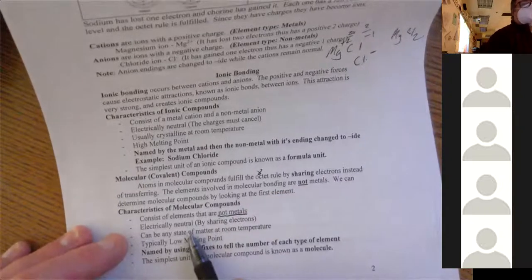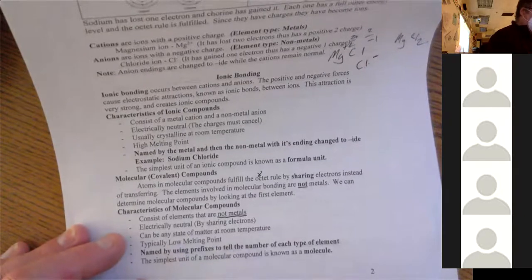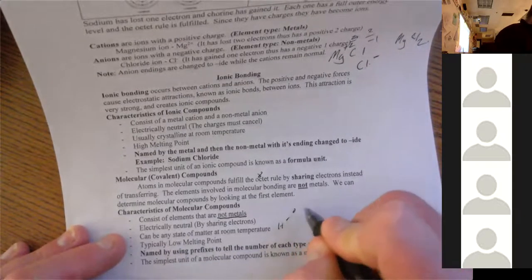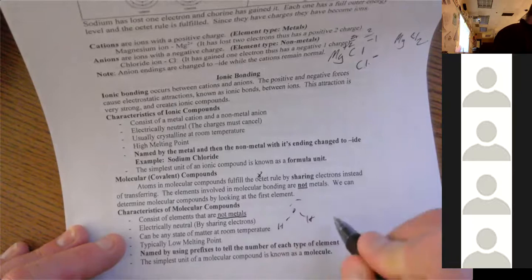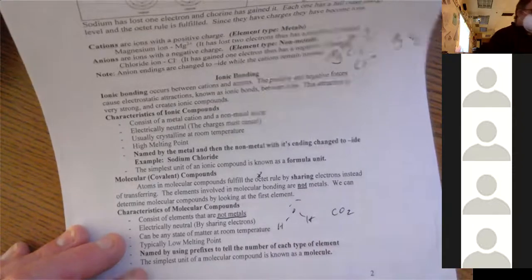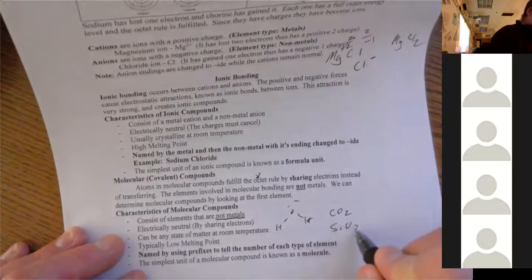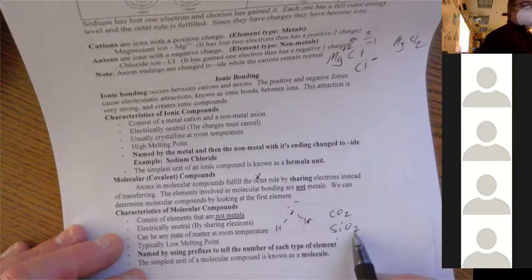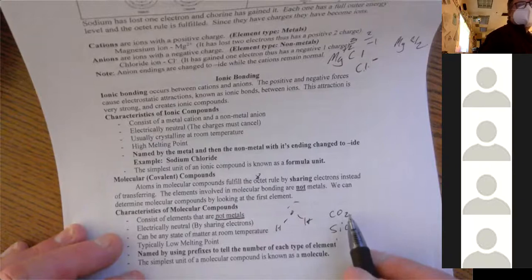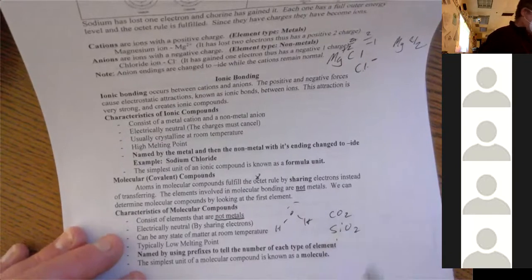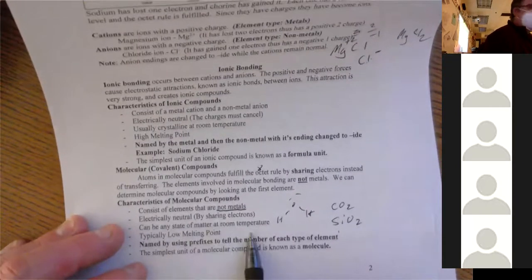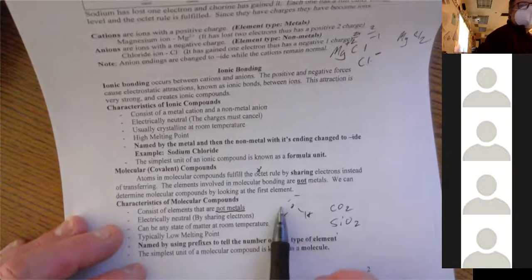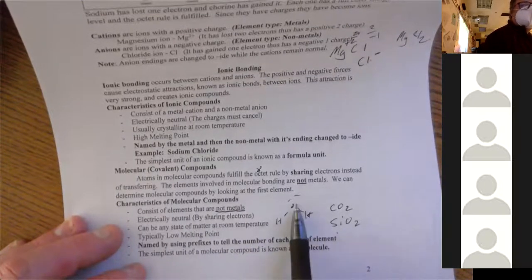They are electrically neutral by sharing electrons. They can be any state of matter at room temperature: liquid, H2O; gas, carbon dioxide; solid, silicon dioxide, which is sand; or carbon monoxide, which is a gas that you breathe out. So they can be any type of matter: solid, liquid, and gas.